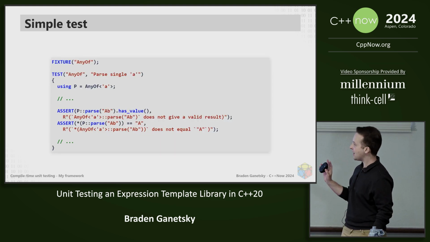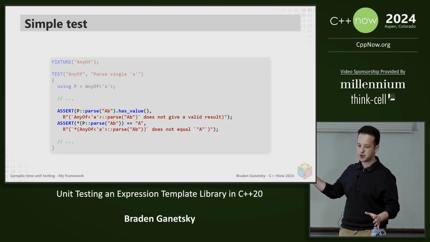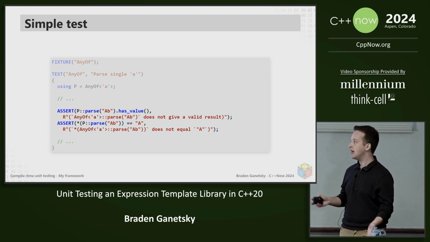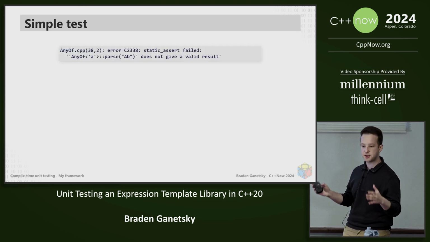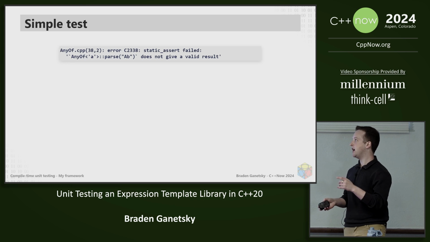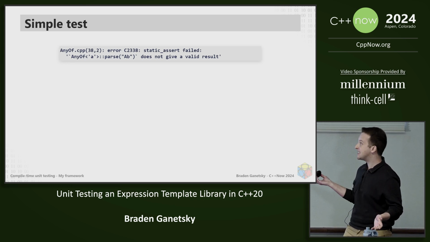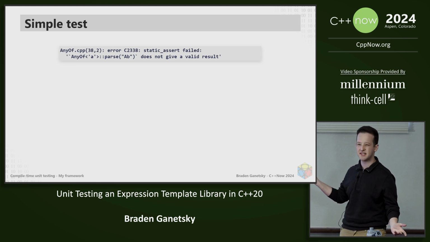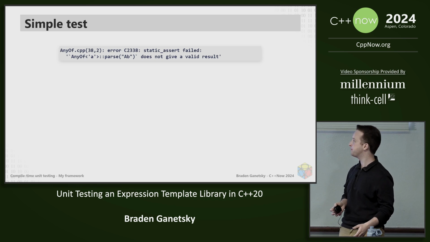But I'm going to take this. I'm going to actually show what happens when there is a failure, and it fails at compile time. And it says this descriptive message: any_of a: parse of capital A, B does not give a valid result. To me, that's helpful. This tells me exactly what's going on because it's any_of lowercase a. Of course, it doesn't give a valid result. But it's just nice to see it because I might have written something wrong.